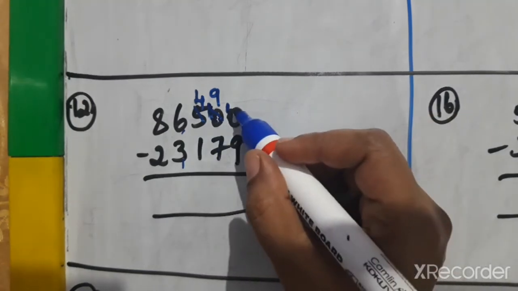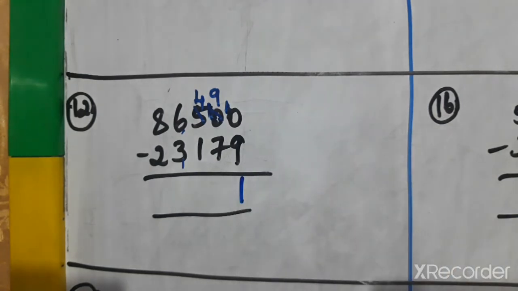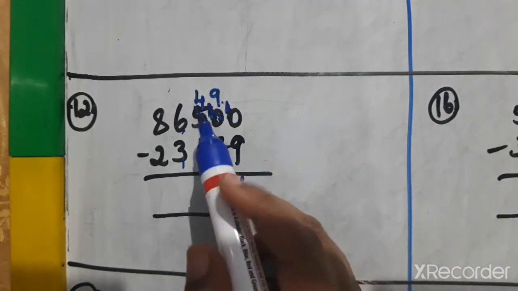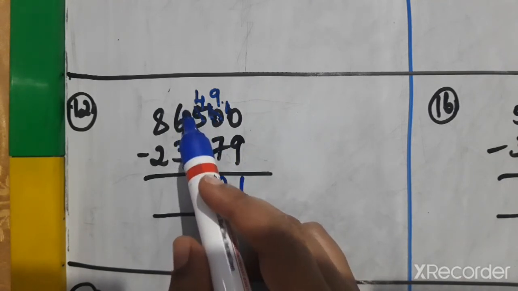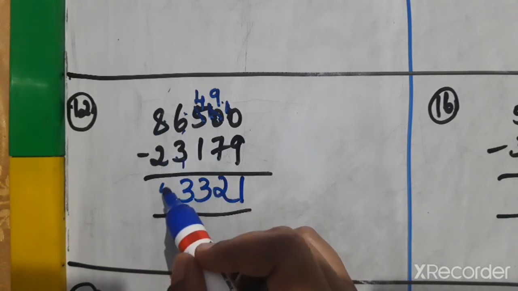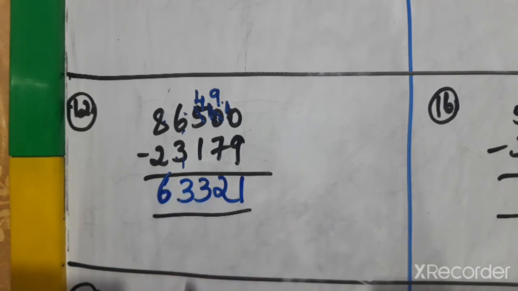Now here 10. 10 minus 9 is 1. And 9. 9 minus 7 is 2. 8, 9. Now here 4. 4 minus 1 is 3. And 6. 6 minus 3 is 3. 8 minus 2 is 6. Answer is 63,321.